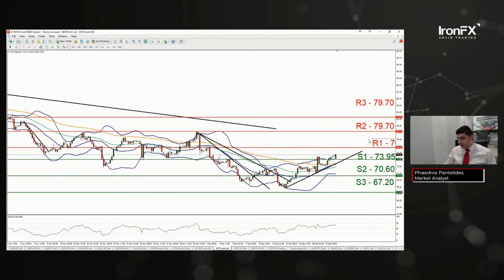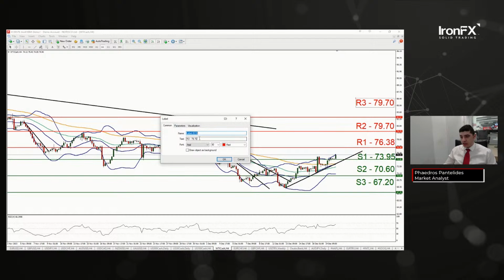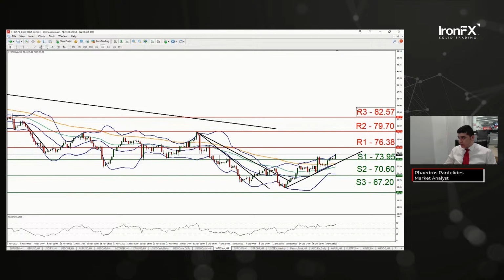Continuing with the technical analysis, we have R1 at 76.38, R2, and then R3 at 82.57. And then, so we're maintaining a bullish outlook. If it breaks above R1, it's validating our upwards moving trend line, and the RSI tends to imply a bullish outlook if it breaks above R1.